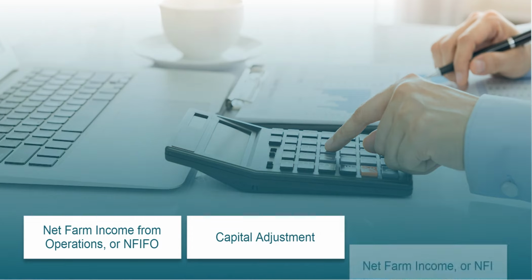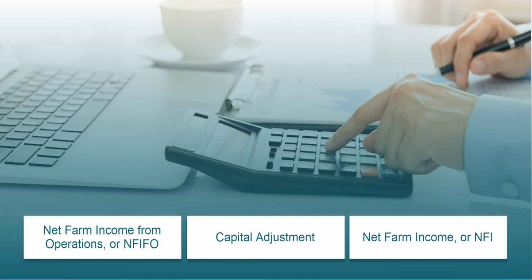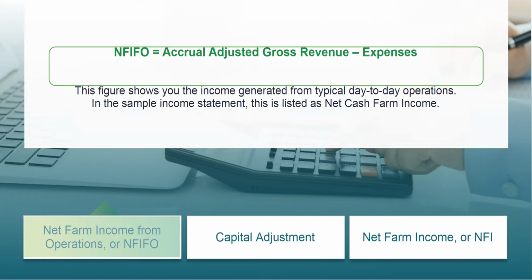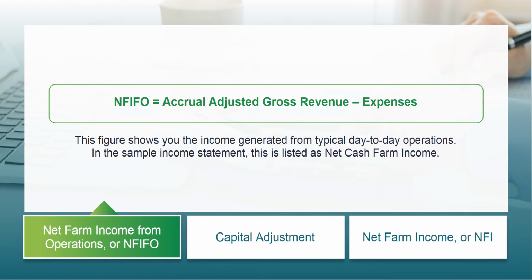Being profitable means generating enough return on your investment of money, time, and labor. There are 3 basic calculations that can help assess your operation's profitability. The first calculation is net farm income from operations, or NFIFO. NFIFO is calculated by subtracting expenses from accrual adjusted gross revenue. This figure shows you the income generated from typical day-to-day operations. In the sample income statement, this is listed as net cash farm income.